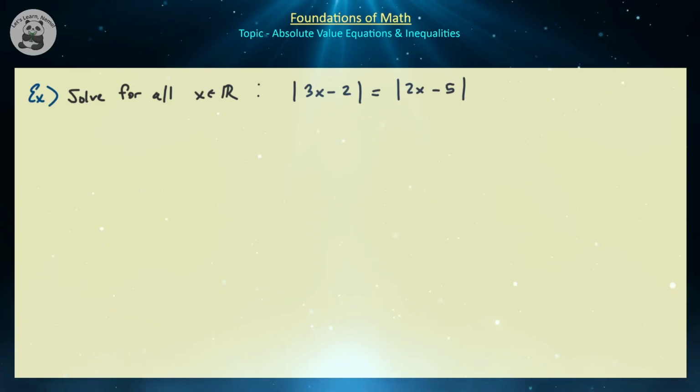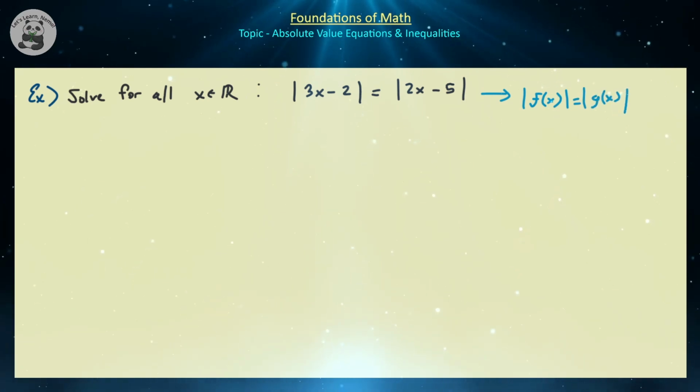Let's look at a slightly more complicated variation of absolute value equations, where we have the absolute value of some function of x on the left and the absolute value of some function of x on the right. So you can technically represent this as the absolute value of f of x is equal to the absolute value of g of x, with nothing on the outside of these absolute values. Right, so what exactly do we have going on here?